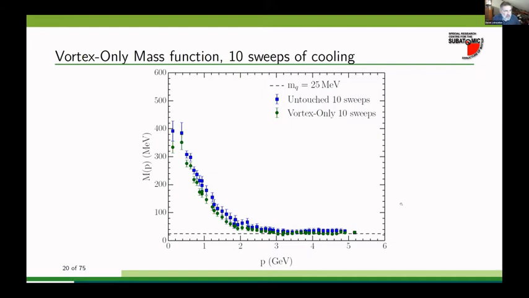You can look at the vortex only mass function. There, you do have to do a little bit of smoothing on the configurations to satisfy the smoothness condition for the overlap fermion action. But after 10 sweeps of smearing, you can see that the untouched and vortex only configurations agree reasonably well.